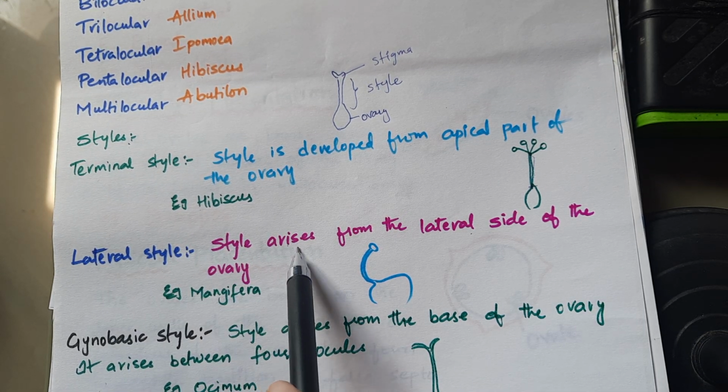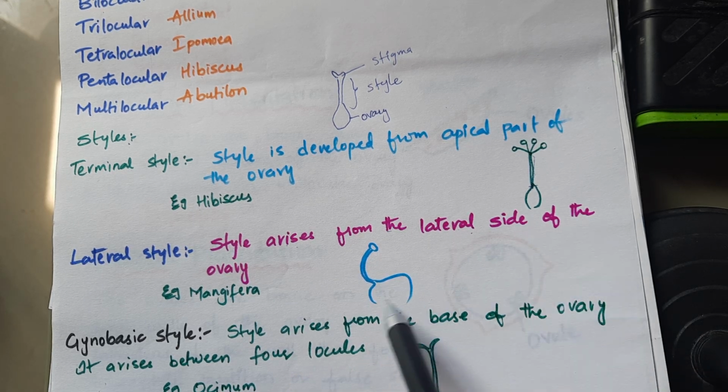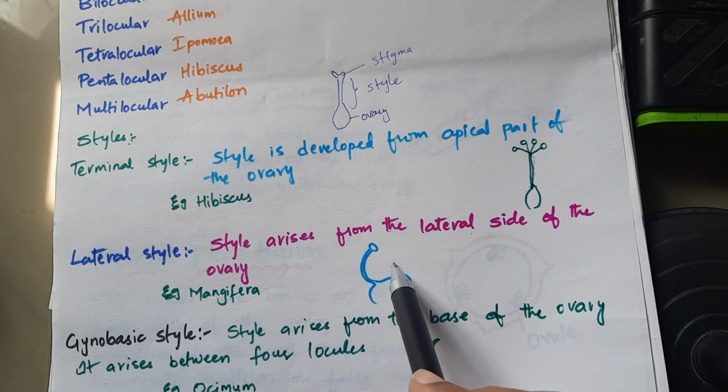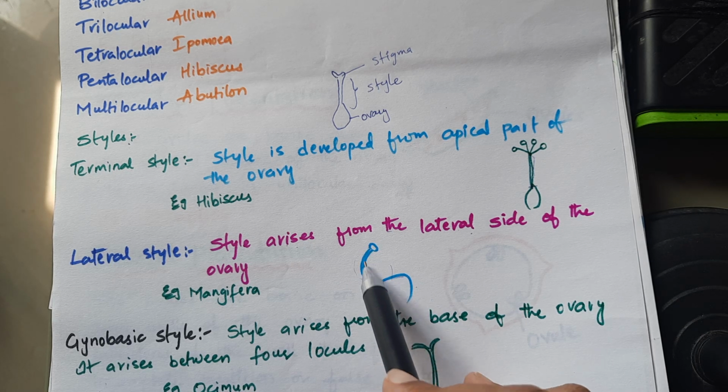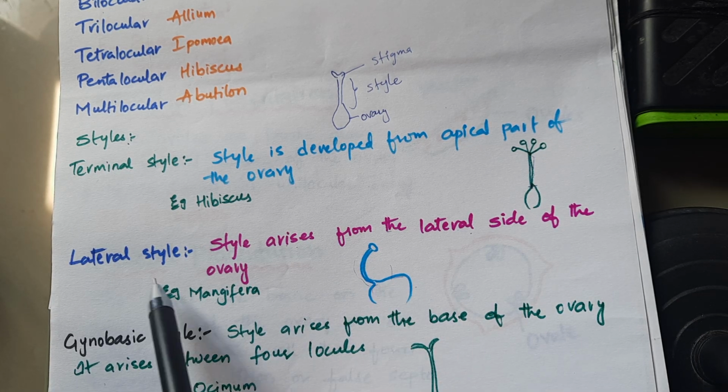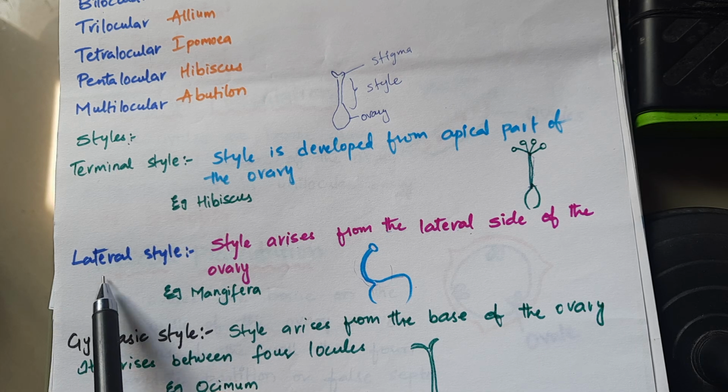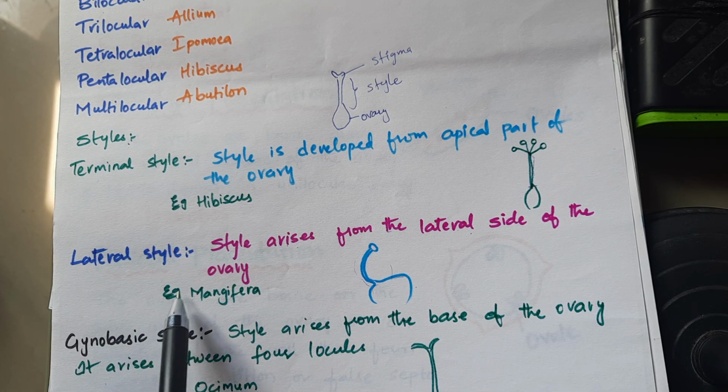Here the style arises from the lateral side. See here, this is the ovary. Here it is not arising from the apical part, it is arising from the lateral side. So we call it the lateral style, which is seen in the mangifera.